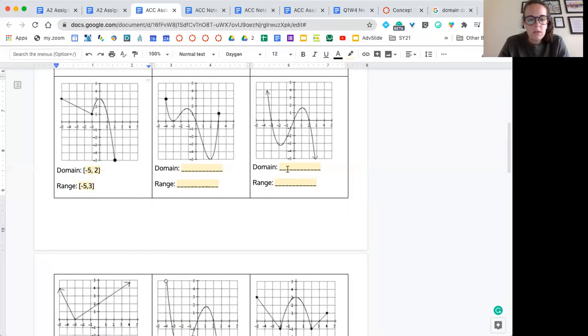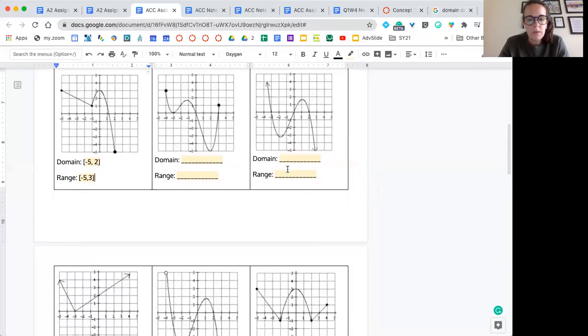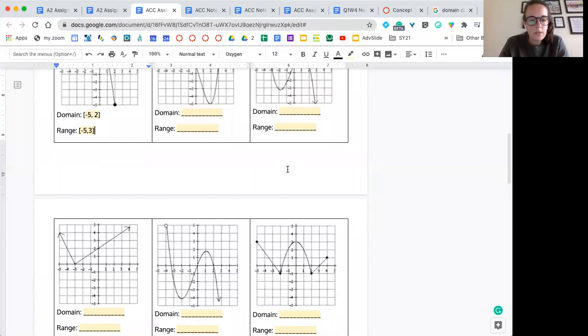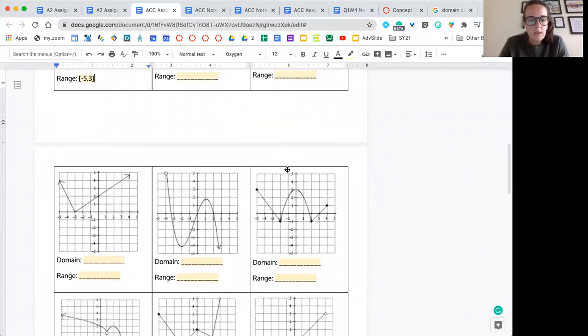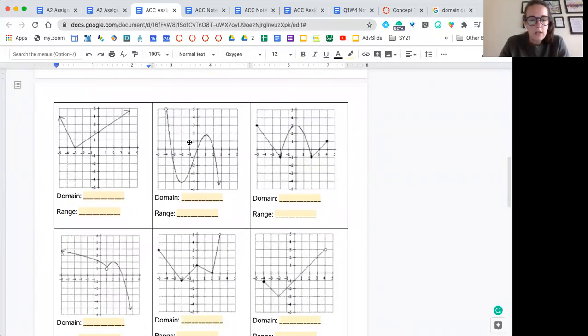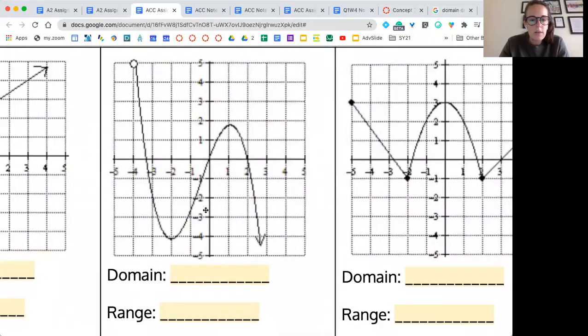I'm going to also work through a couple of these that have arrows on them. Let's go ahead and do this one right here. So for this one here, remember my domain is my leftmost to my rightmost. So my leftmost point is over here at -4, right? So I'm going to say, okay, -4. But this is an open circle. Open circle means not included. So it goes up to -4, but not quite to -4. So I'm going to put a parenthesis there.